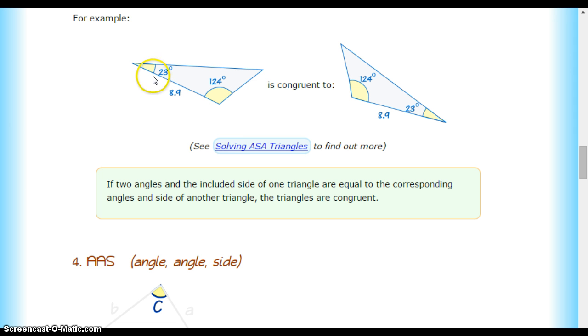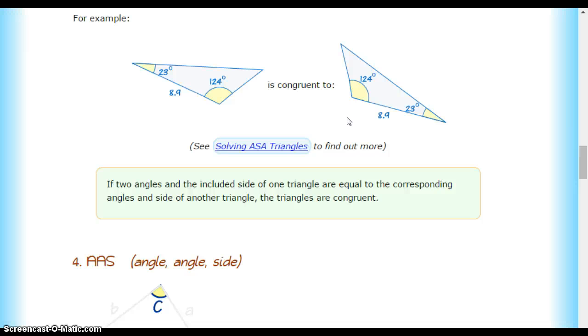Why? First of all, ASA, let's look at angles. Okay, we have 2 angles here in yellow, marked in yellow. So this is one angle, there's another angle. Same angles over here in this triangle. We have 23 degrees, we have 23 degrees there. We have 124 degrees, we have 124 degrees there. So those are the 2 corresponding angles. Okay, so ASA, the A's are there. We just talked about it.